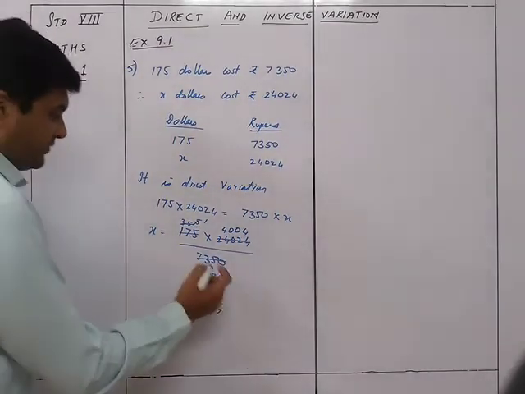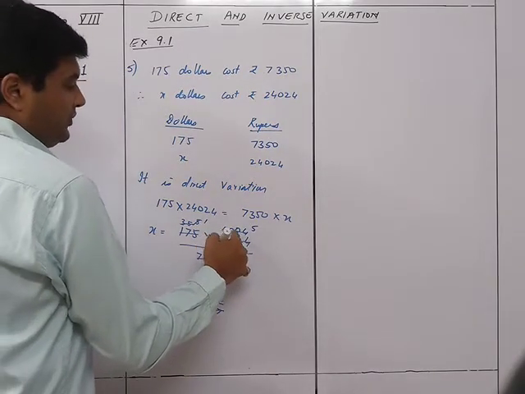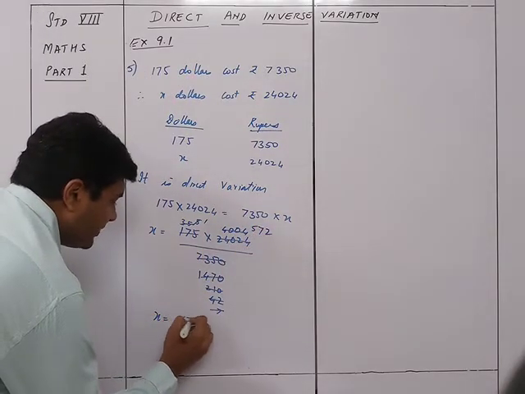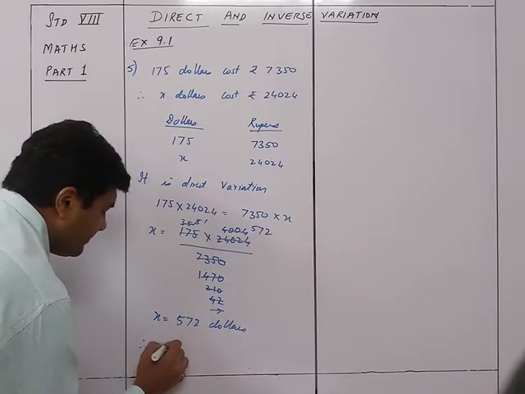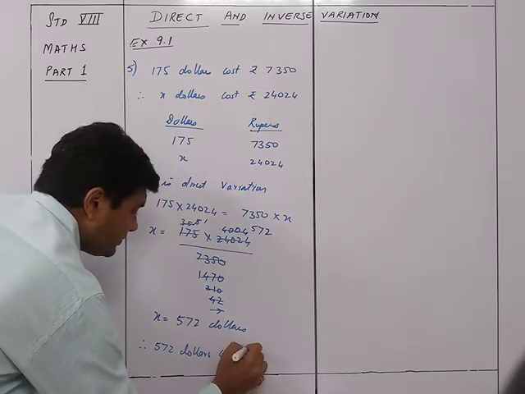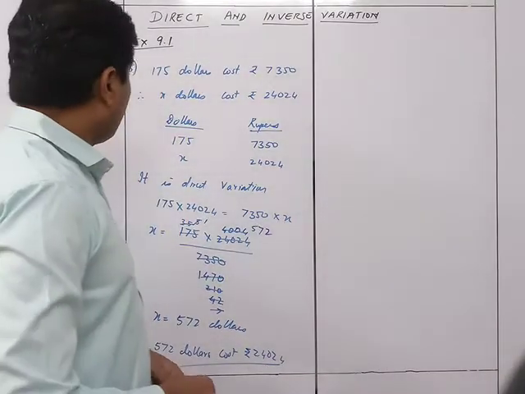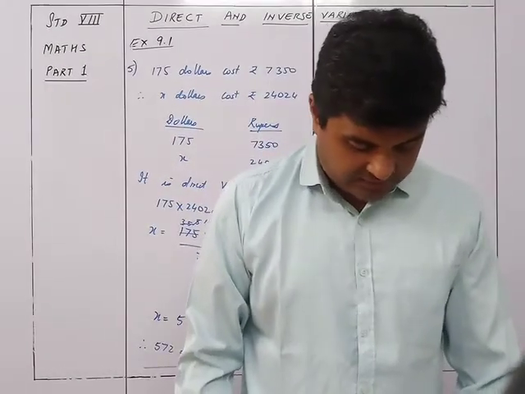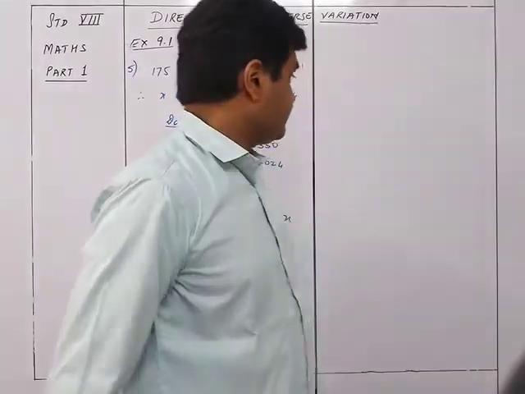Okay. And then let's divide by 7. 7 5s are 35. So 50, so 7 not 49 and 20. So that's right. So X is equal to $572. Therefore, $572 cost rupees 24024. Okay, that's the answer for sum number 5. So sum number 5, the answer is $572. We now move on to sum number 6.